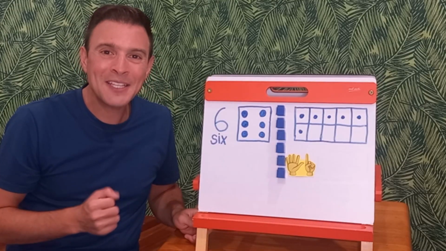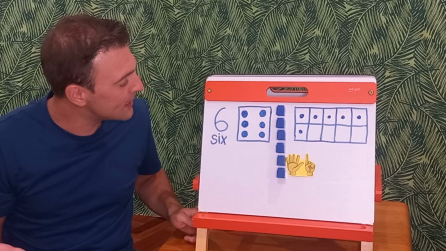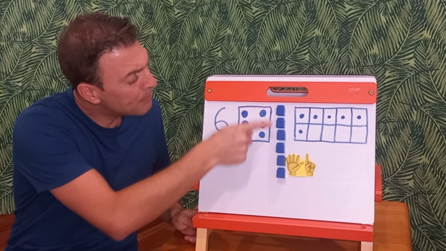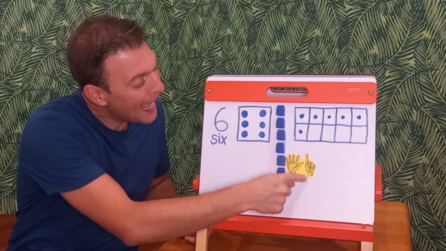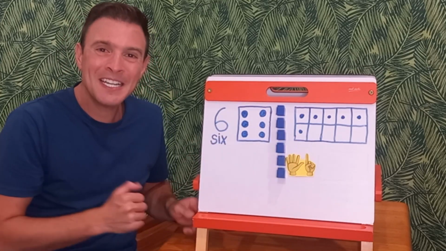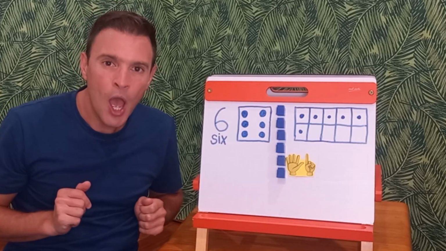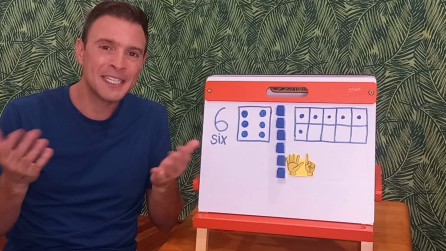Well, look at all the ways we've shown 6. We've shown 6 as a numeral, as a word, on dice, with our blocks, on a 10 frame, and with our fingers. What's another way we could show 6? How about as a picture? I wonder what picture you will choose today.